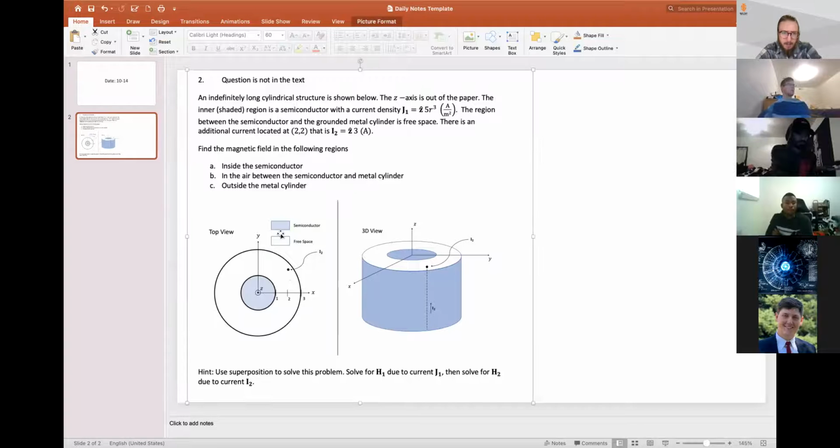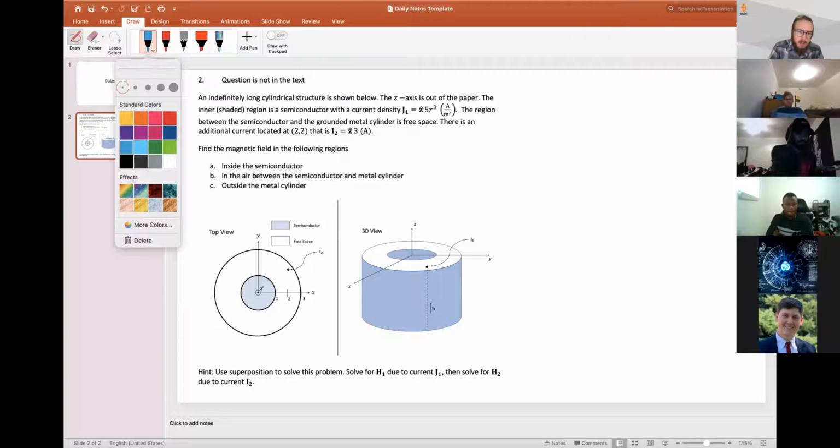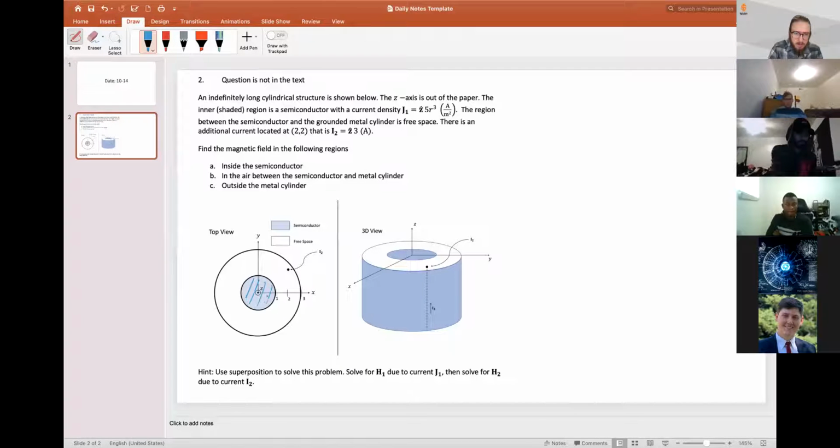We want to find the magnetic field in the following regions, so basically anywhere. The first step is to find it inside of this semiconductor, which is here. In this case, what method do you think we could use to find the field inside of the semiconductor?